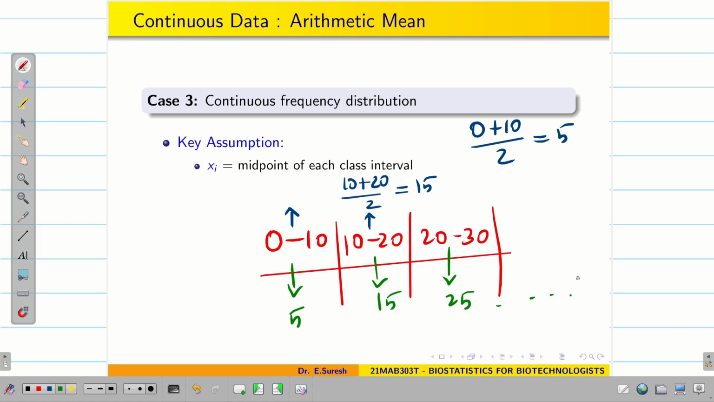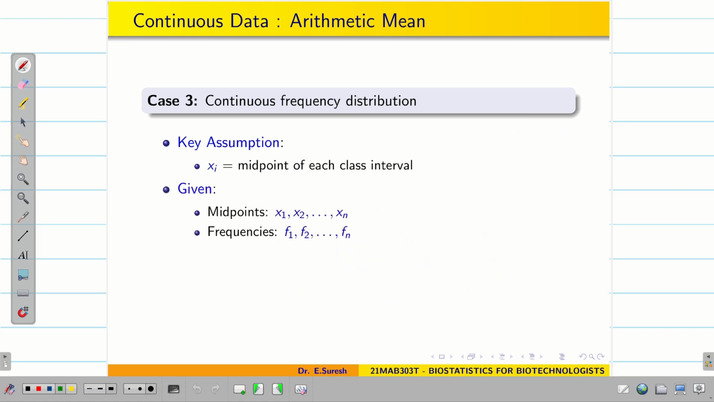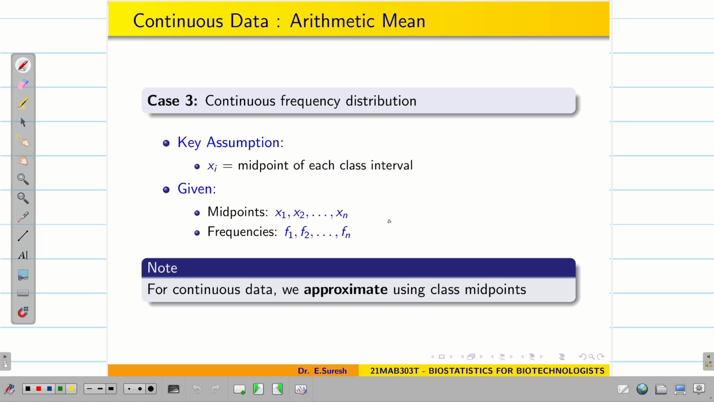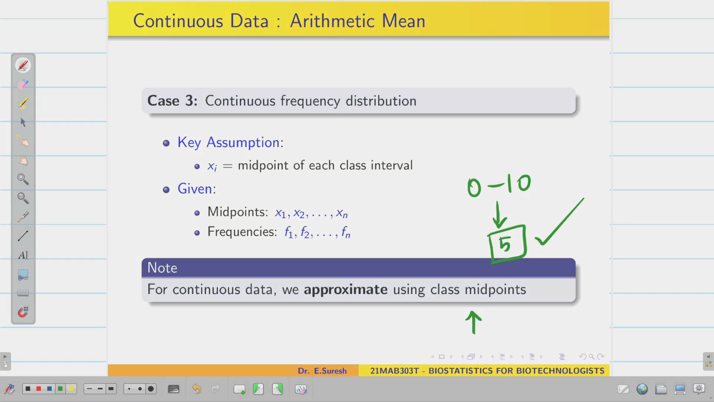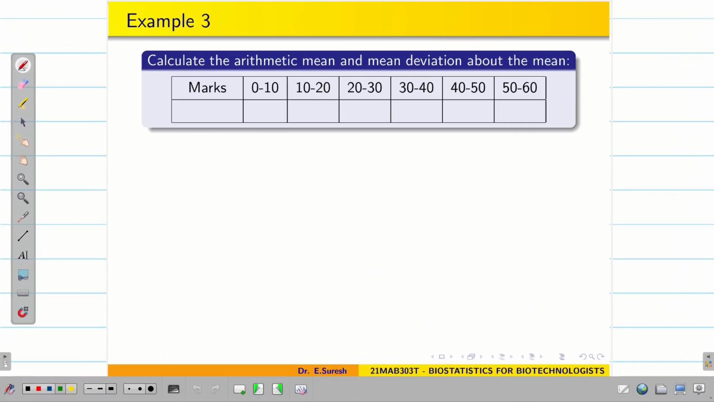Now this will give the x value, and your f value is already given in the question, and you can do the procedure exactly like the discrete frequency distribution. The only important thing is that we have to find the midpoint from the class interval. This is going to be your x value. Let us go into a problem.